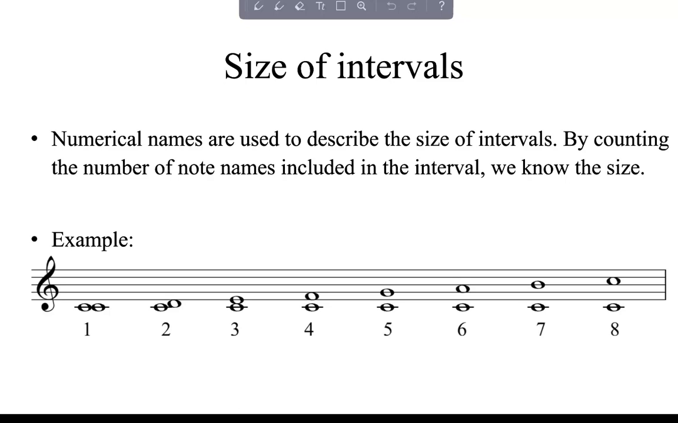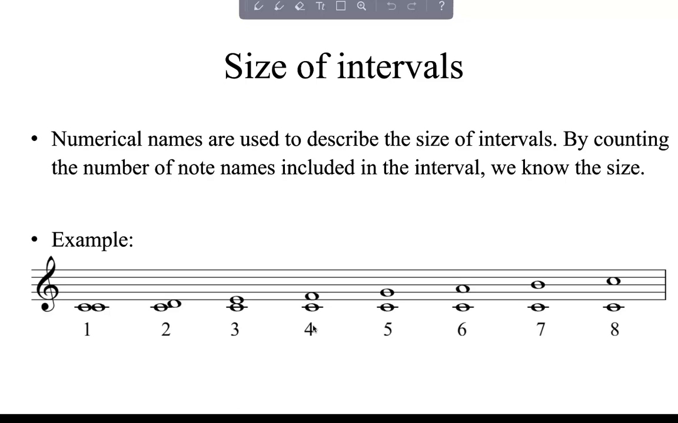So how do we know the size of the interval? Let's take the C-F interval as an example. First, let's count how many note names are involved in the C-F. Let's count together. C, D, E, F. 4. So C-F is a fourth. Remember that when we read the interval, we don't call C-F a 4. We call it a fourth with a TH at the end.